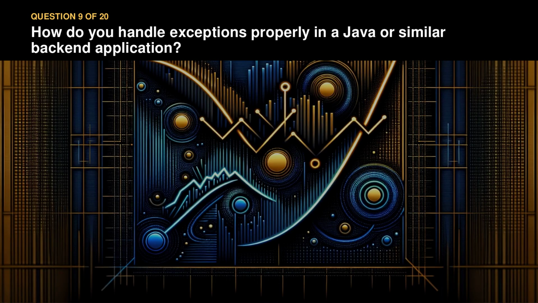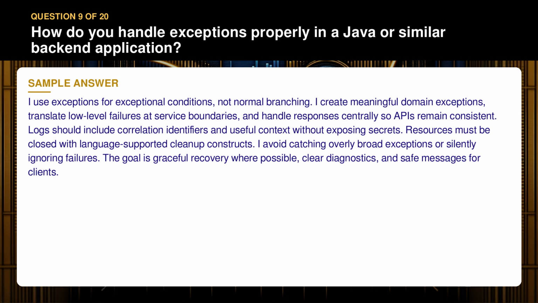Question 9. How do you handle exceptions properly in a Java or similar backend application? I use exceptions for exceptional conditions, not normal branching. I create meaningful domain exceptions, translate low-level failures at service boundaries, and handle responses centrally so APIs remain consistent. Logs should include correlation identifiers and useful context without exposing secrets. Resources must be closed with language-supported cleanup constructs.